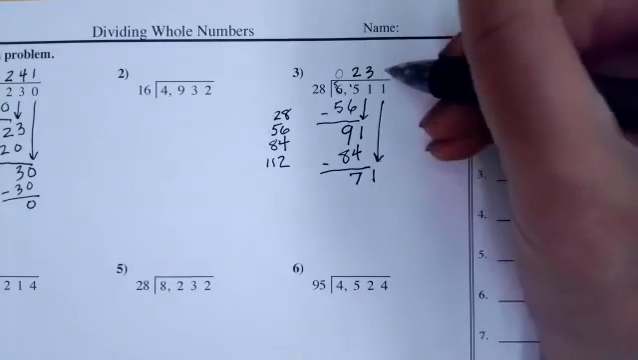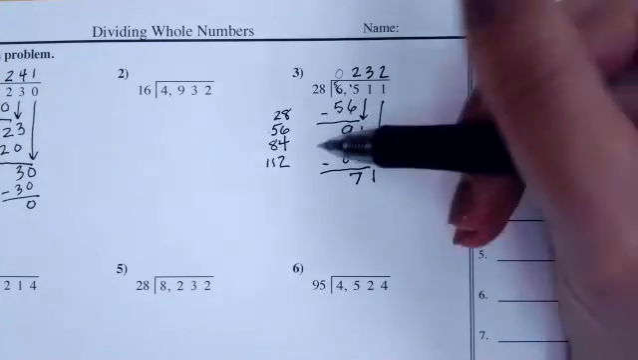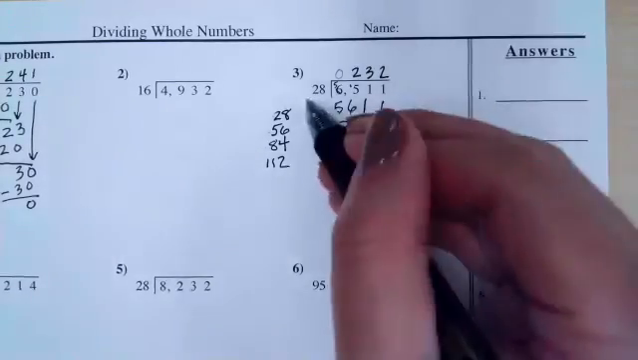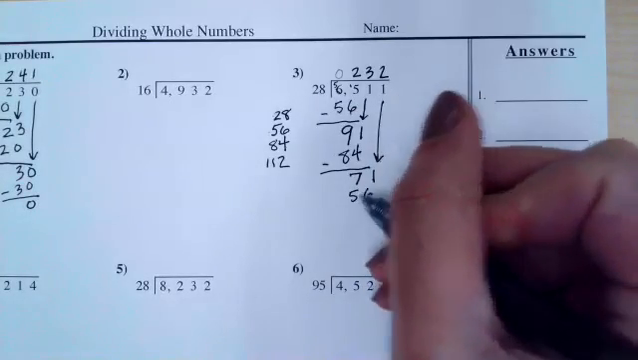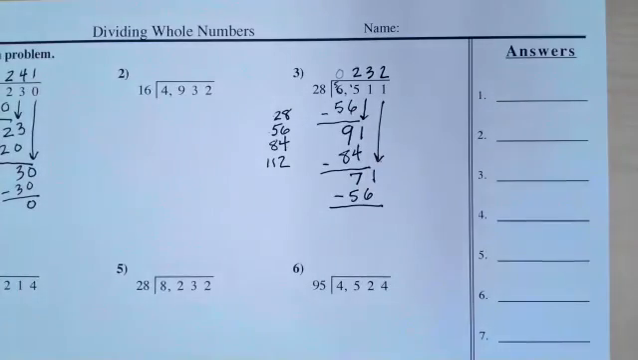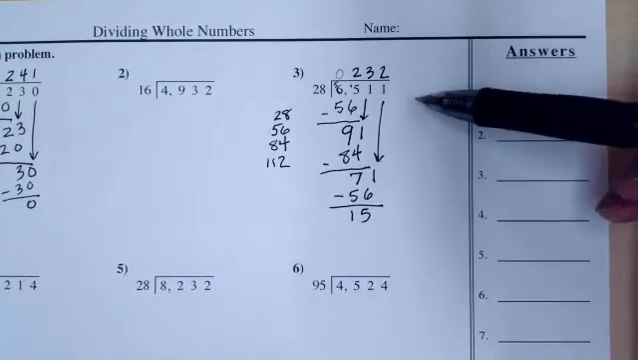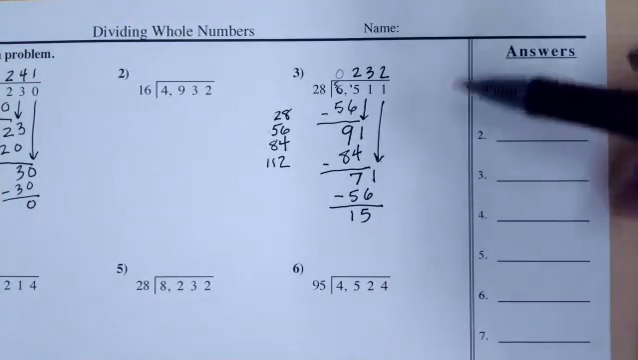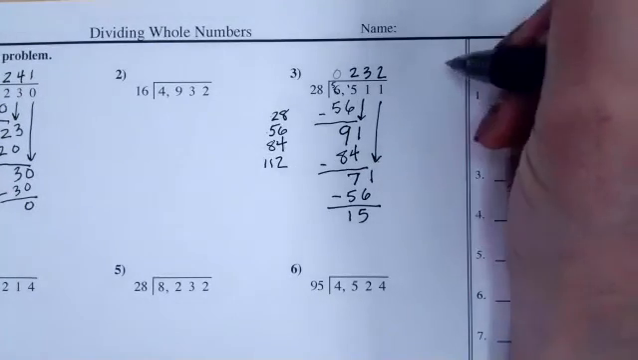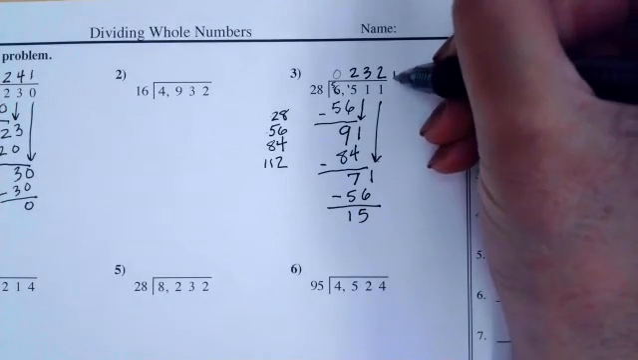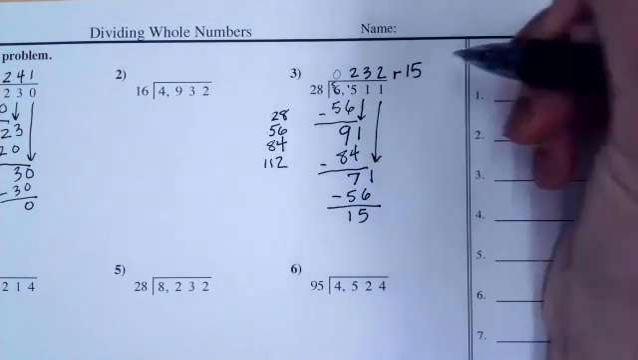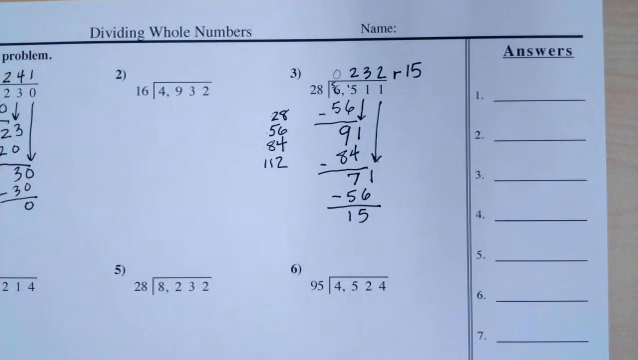So we know we can only make 2 groups, which is 56. 28 times 2 is 56. I can do the subtraction. 71 minus 56 equals 15. Do we have anything else to bring down? Nope, we don't. So this is just going to be our remainder. So 232, remainder 15. And we can end the problem right there.